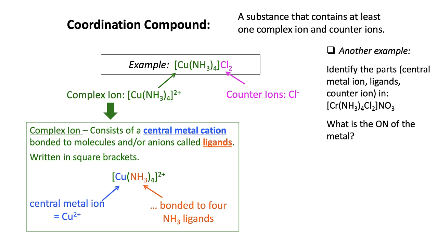Okay, let's take a look at another one here. So here is another coordination compound. We have chromium with 4 ammonias and 2 chlorides counterbalanced with a nitrate. And the question here is, what is the oxidation number of the metal?